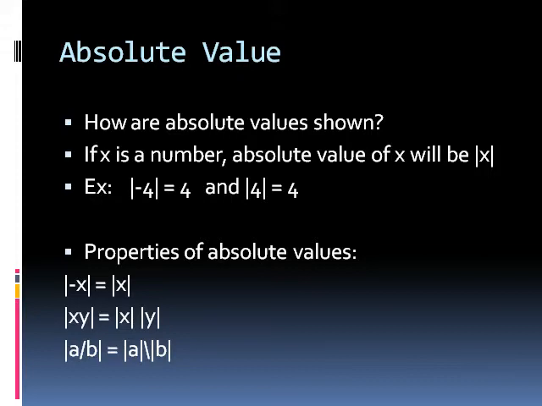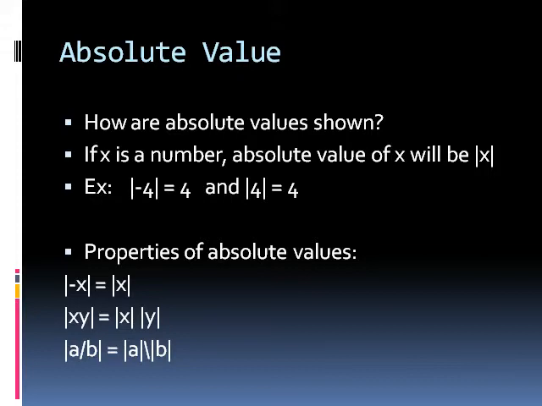Absolute values are shown with two vertical lines surrounding a number. For example, if you have two vertical bars surrounding -4, your answer would be equal to 4, which is the same as if you have an absolute value of 4, which is also equal to 4.